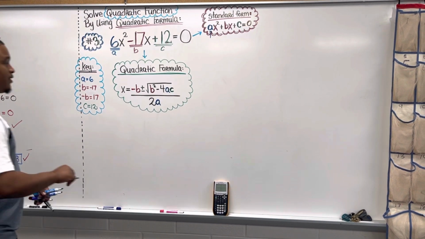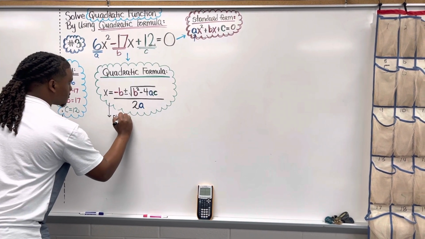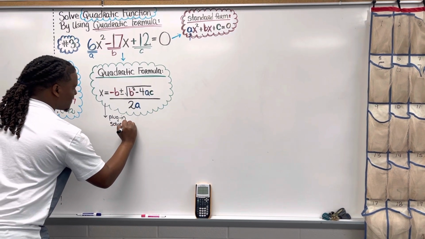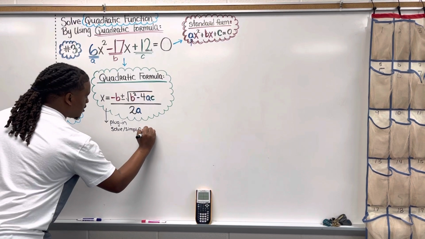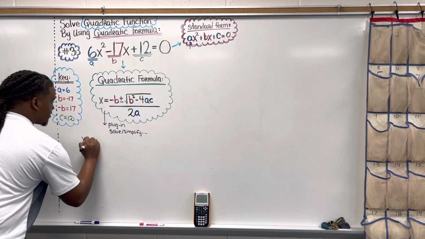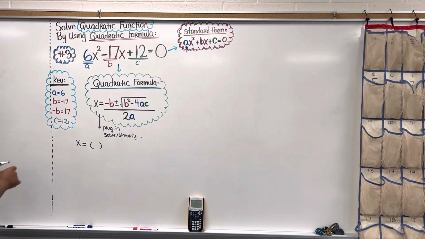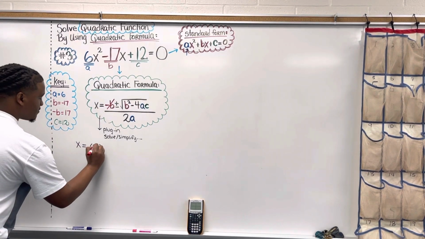So now, let's keep going. Now, all we're going to do is just plug in, solve and simplify, right? We're just going to plug in our values, solve and simplify, okay? So once again, I still have x equals, the negative b slot, right? The negative b is a positive 17. So in that slot, I'm going to put positive 17.